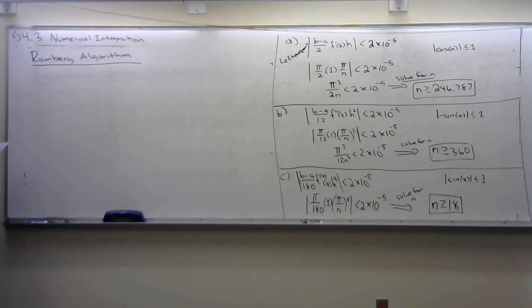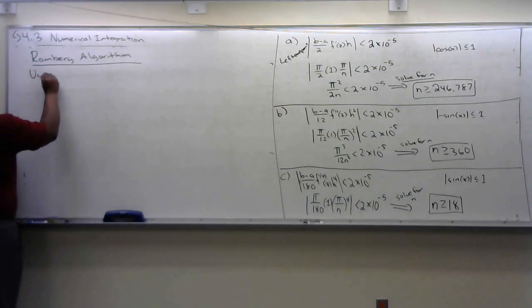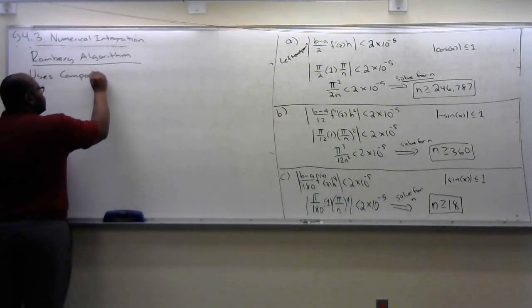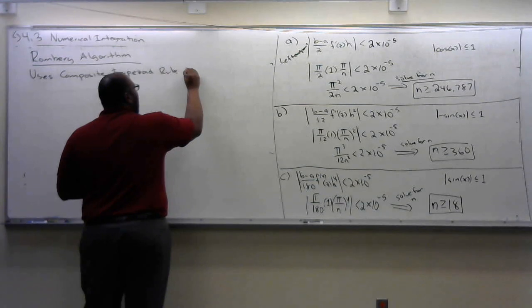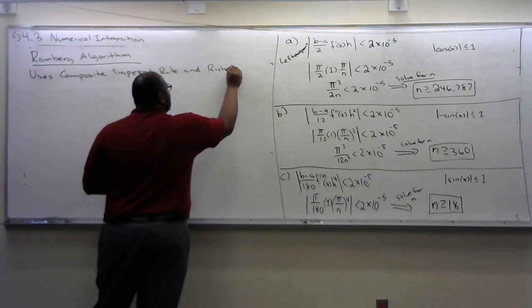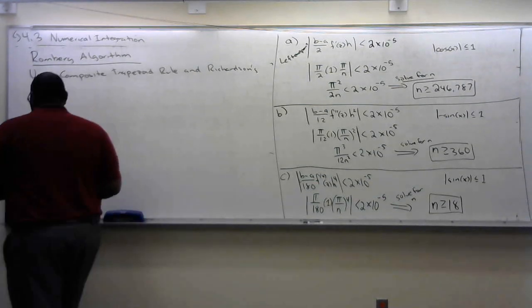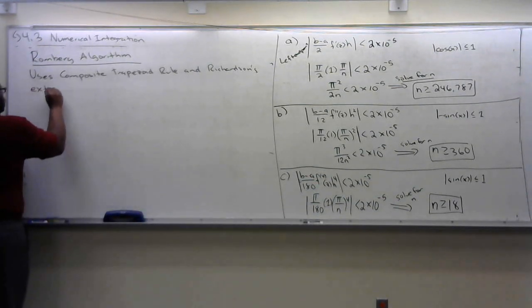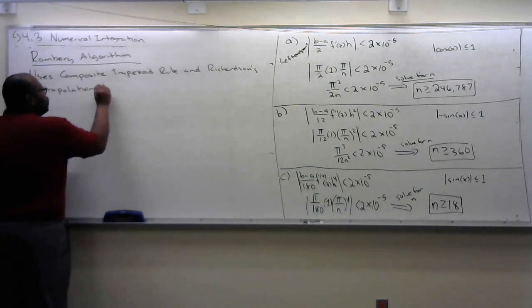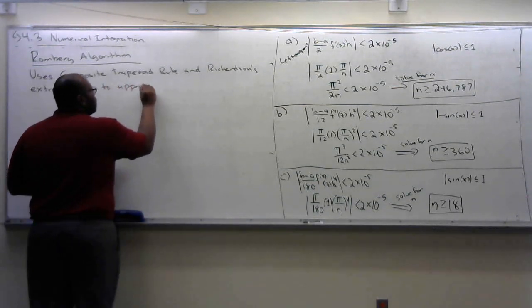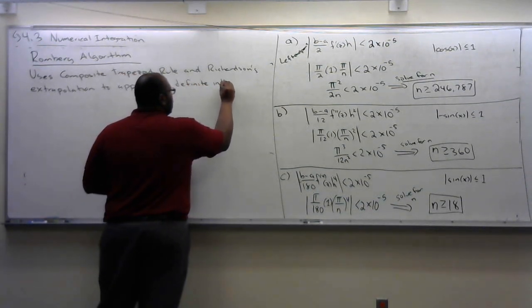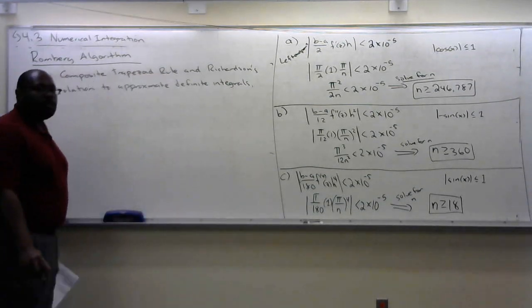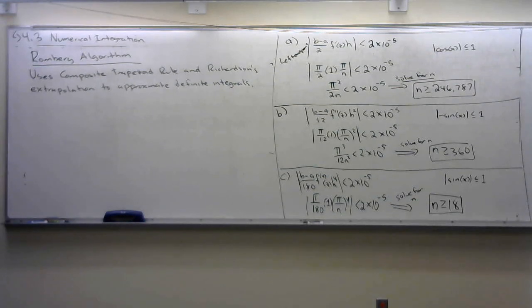Romberg's algorithm uses the composite trapezoid rule and Richardson's extrapolation to approximate definite integrals.